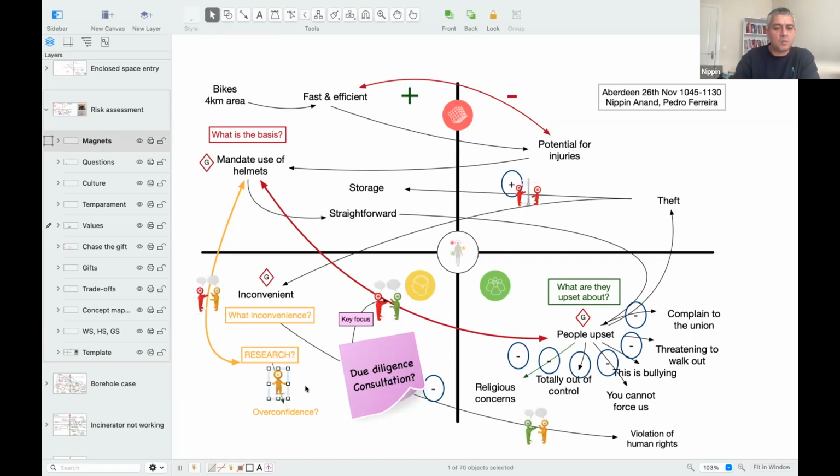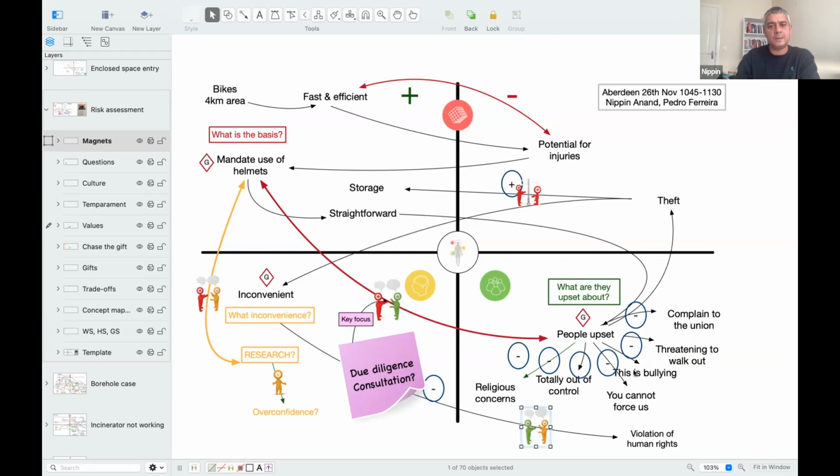Similarly, what can research tell us about the psychological space? What sort of psychological issues might come up as a result of pushing or mandating the helmets? Again, you're pushing people to think in this area. Mandating the helmet, what sort of cultural issues might come out? As you can see, people are being upset. So this is a group behavior. This is a cultural issue that has resulted from mandating the use of helmets.